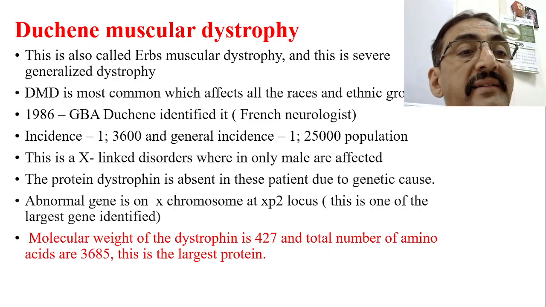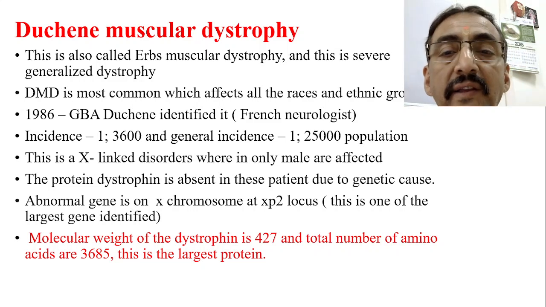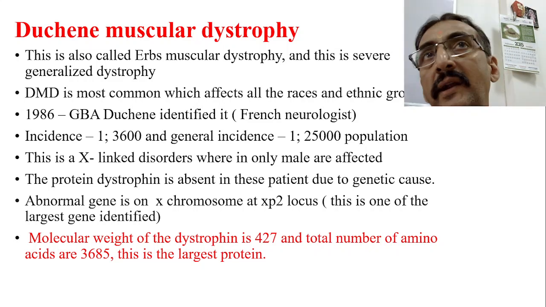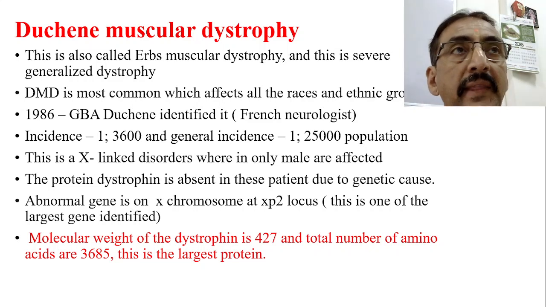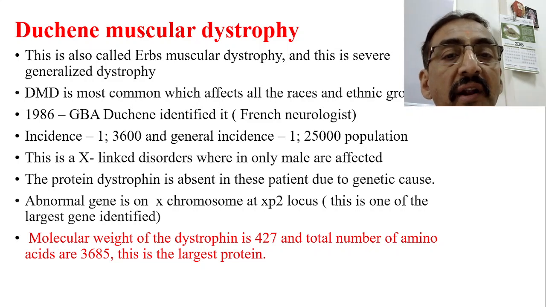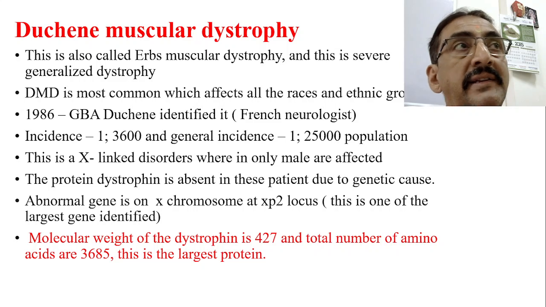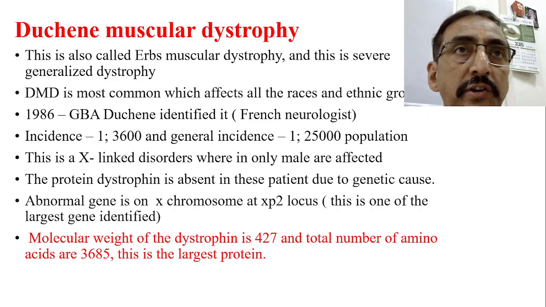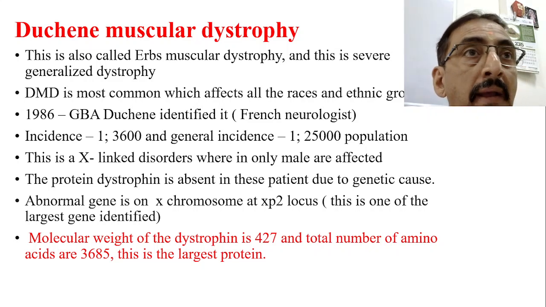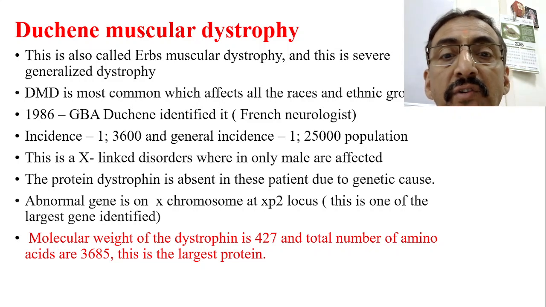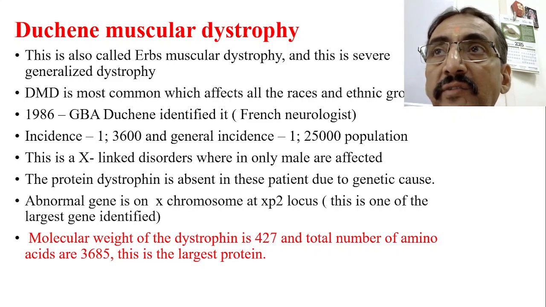In 1868, G.B.A. Duchenne identified it for the first time. He was a French neurologist, hence the name Duchenne's muscular dystrophy. It is also called Erb's muscular dystrophy. Talking about the incidence, it is 1 in 3,600, and in general incidence, you see 1 in 25,000 population. So incidence is not so less. That means incidence is quite high. 1 in 25,000 all over the globe means it is not a small thing.